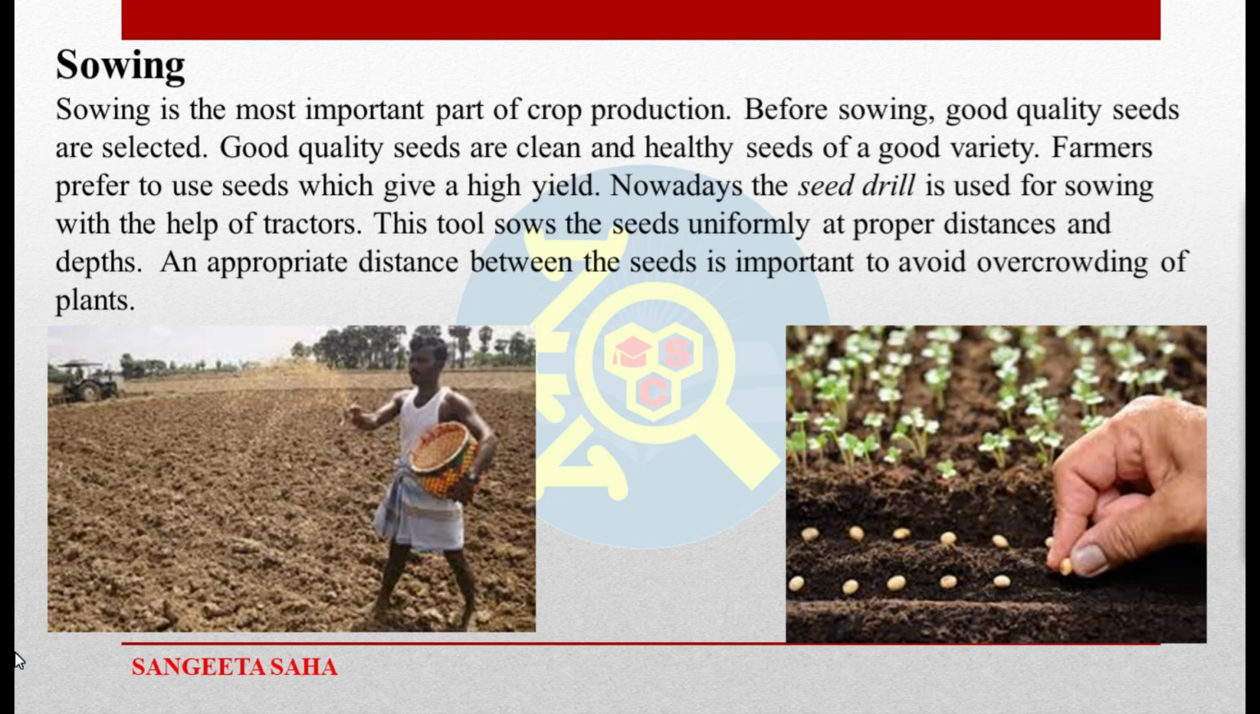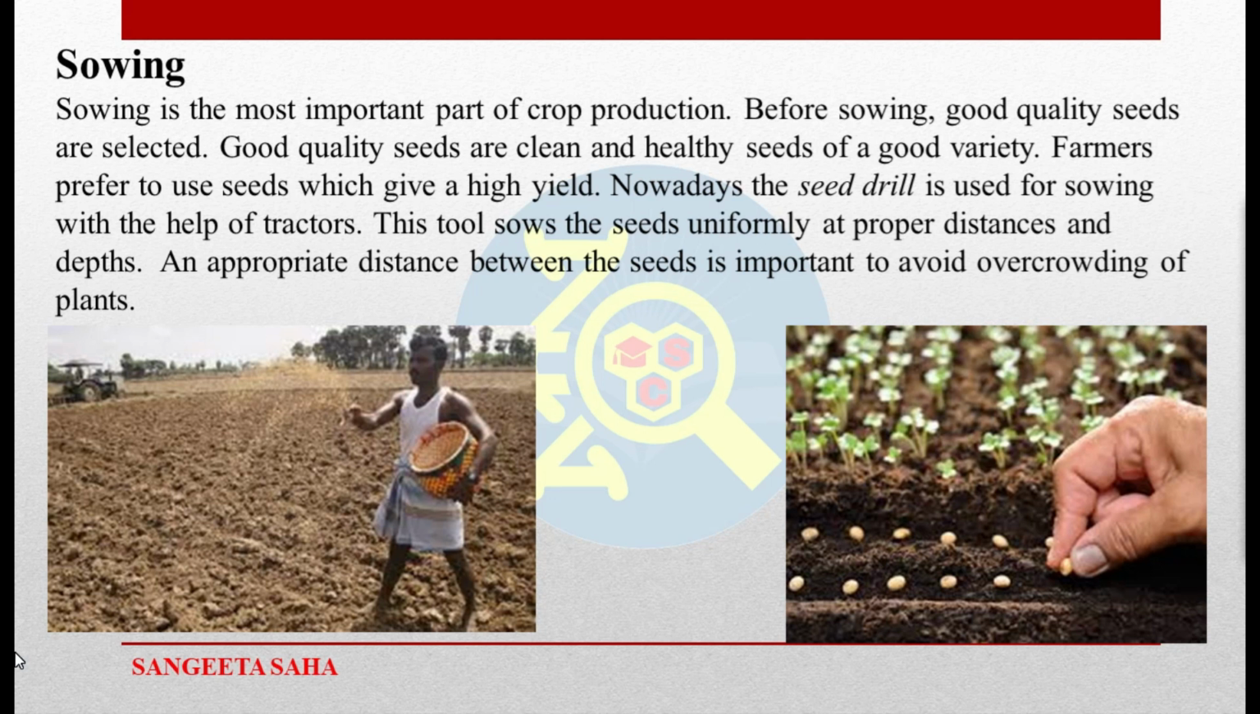Different tools are used for sowing seeds. Nowadays, the seed drill is used for sowing with the help of tractors. This tool sows the seeds uniformly at proper distances and depths. Not only that, it also ensures that the seeds get covered by the soil after sowing. This prevents damage caused by birds. So it saves not only time but also labor.